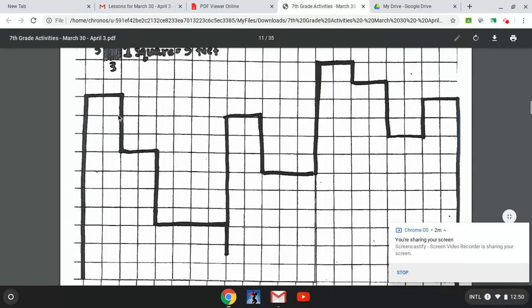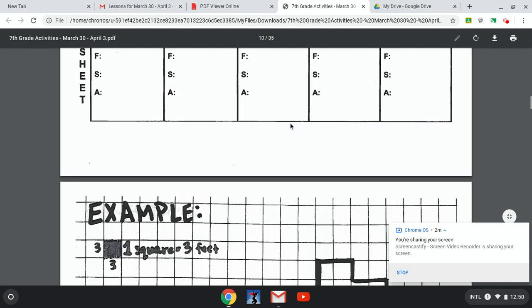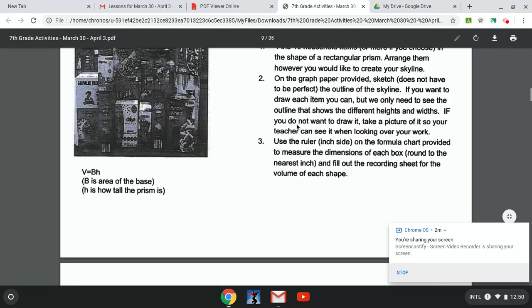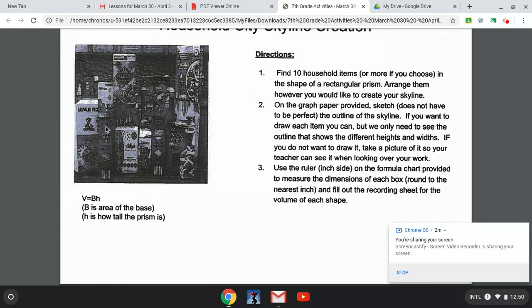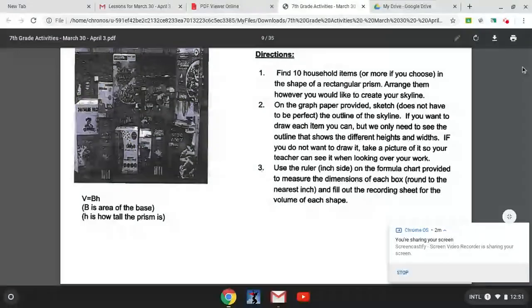If you are more artistic and would like to make it more 3D and be more precise, you are welcome to do that. Another option that I believe we gave in the instructions is if you are not an artist, that would be me. If you don't want to do that, if you can just take a picture of it once you've made it and send it to your teacher in some way, shape, or form, we will know what your skyline looks like.